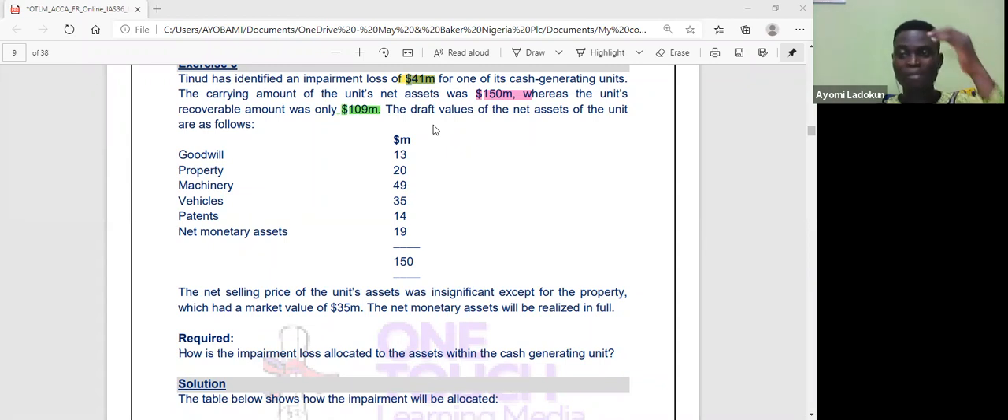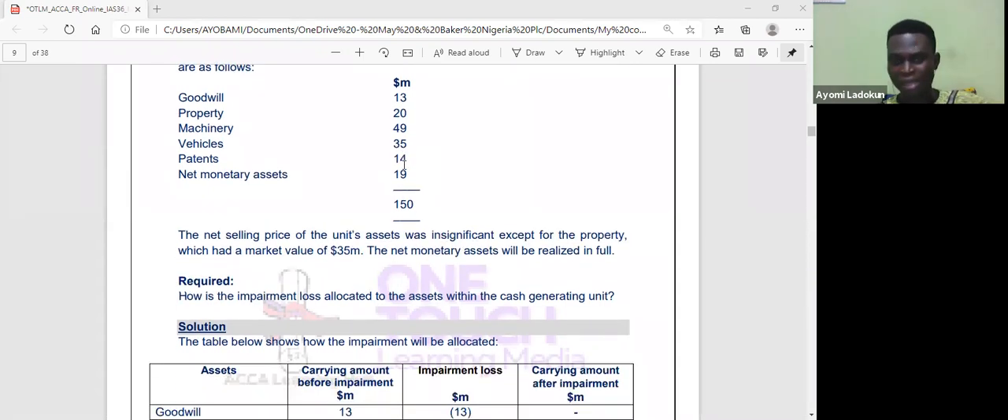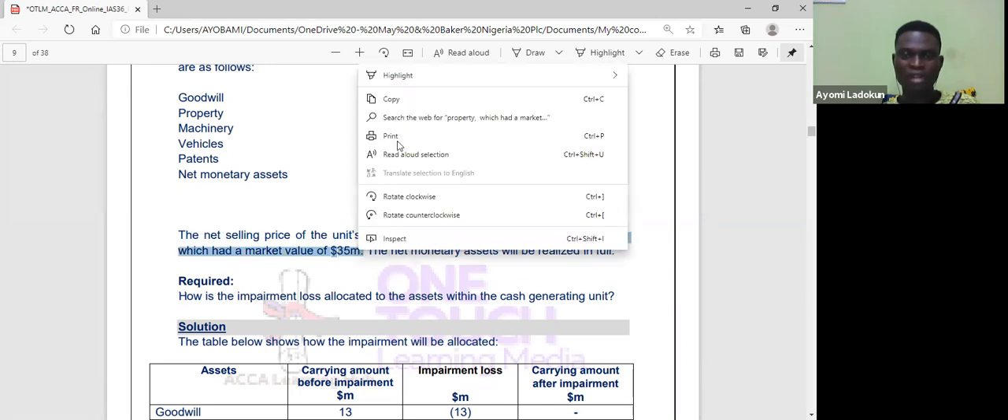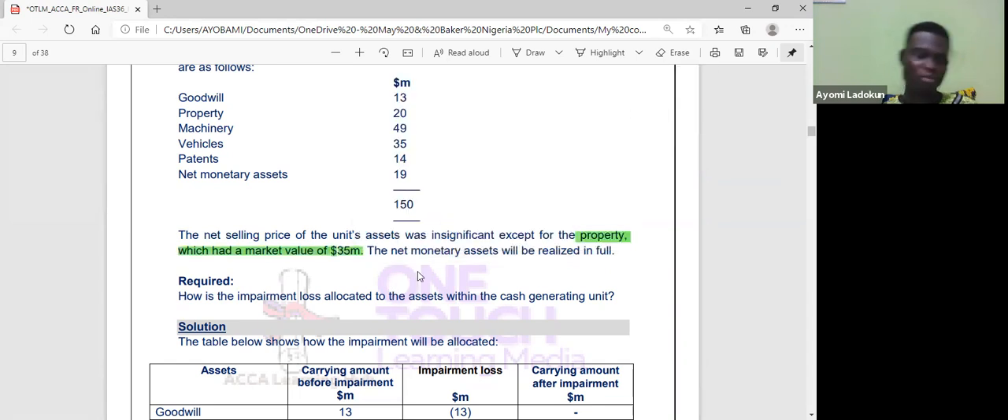What does the standard say? It says impair obviously impaired assets. Then I ask a question: do you have any information about obviously impaired assets? So I will read. It said the net selling price of the unit assets was insignificant, except for property, which had a market value of 35 million. Wow. Okay.